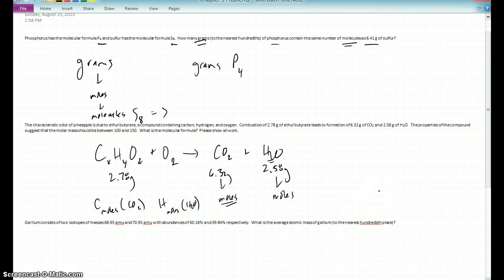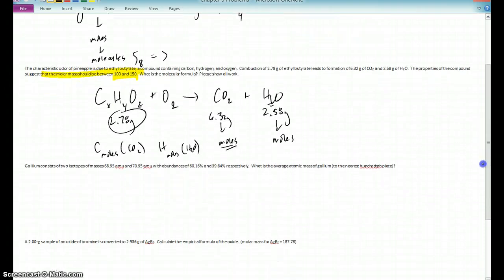Now from there, you're going to have to do a little bit of process of elimination. You know you have 2.78 grams, so you can figure out, hopefully, what's left over to figure out the moles of oxygen. And then the last piece they do give you is that the molar mass of this substance should be between 100 and 150. So if you get an empirical formula and you add up the atomic masses of all the atoms and you don't quite get 100 to 150, then you know you have to do something else with that. So that's that problem. See if you can take it from there.